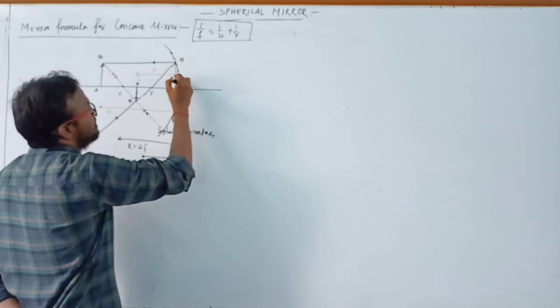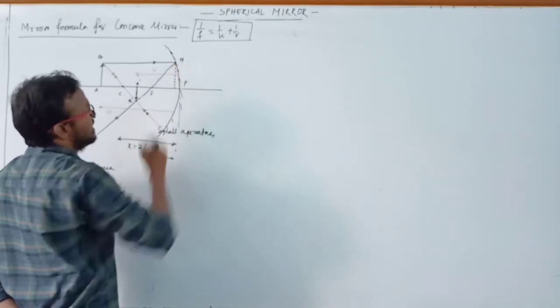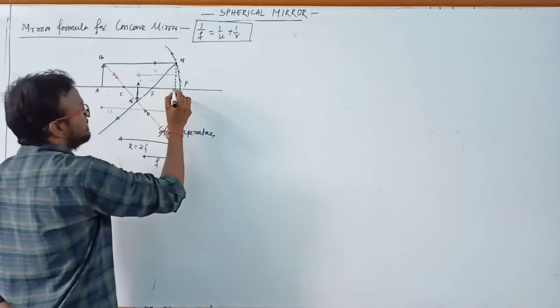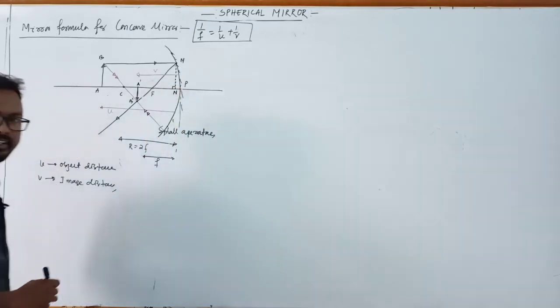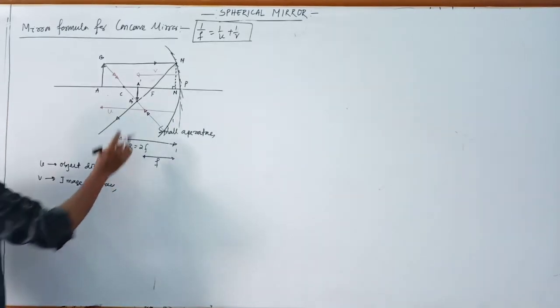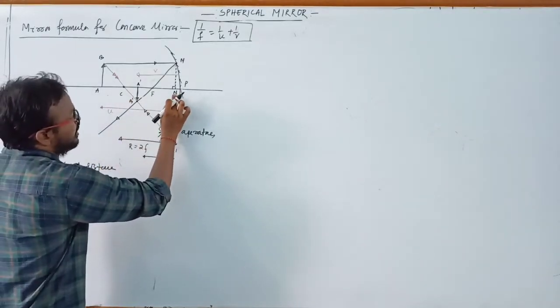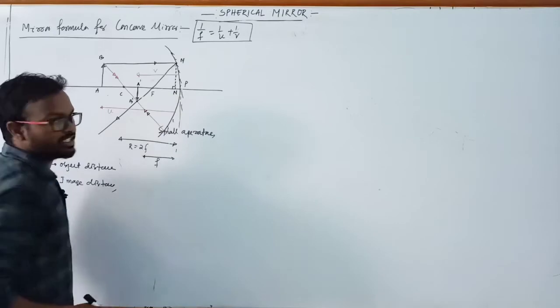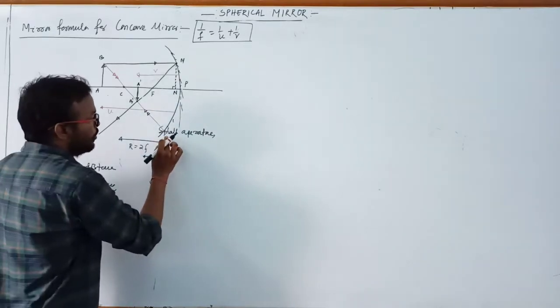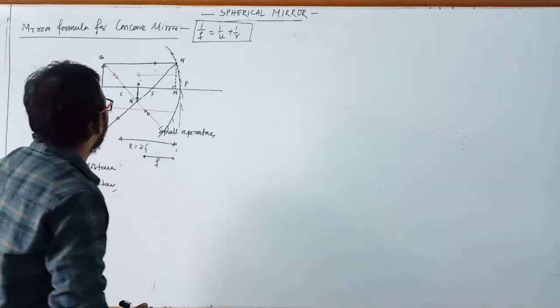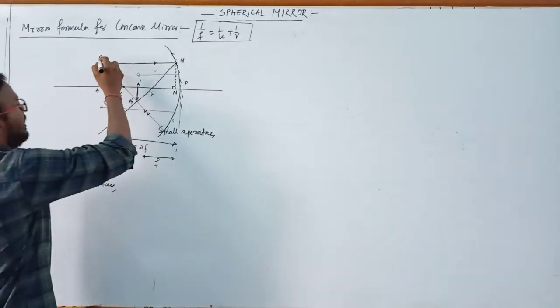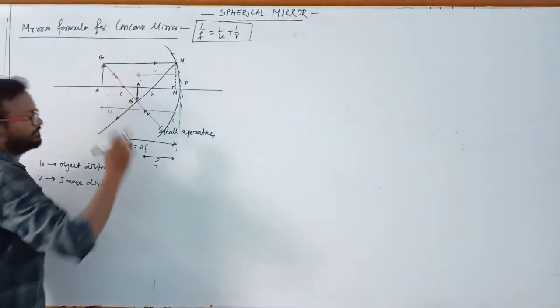This is the normal from the incident point M, which meets the principal axis at point N, and this angle is 90 degrees. And here the point N and point P are very close to each other. Why? Because here we use a small aperture. So first look at this point ABC.